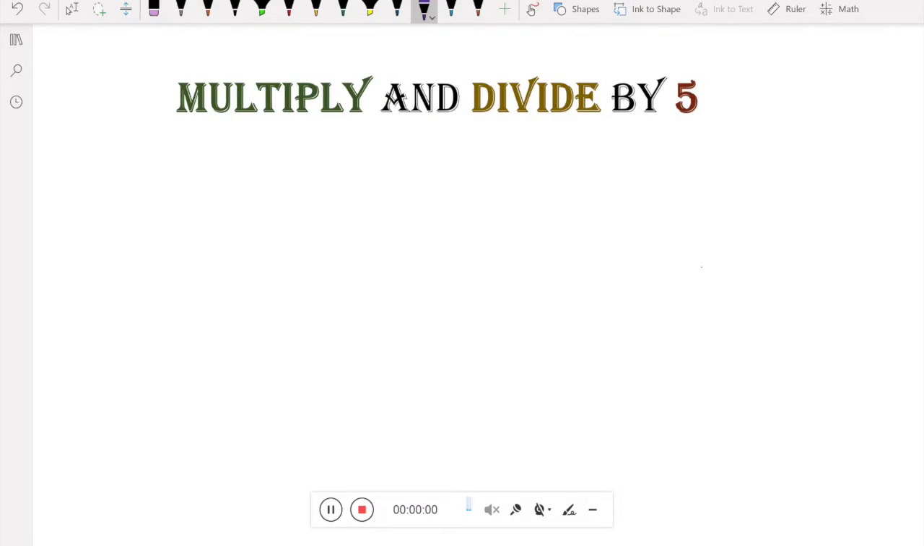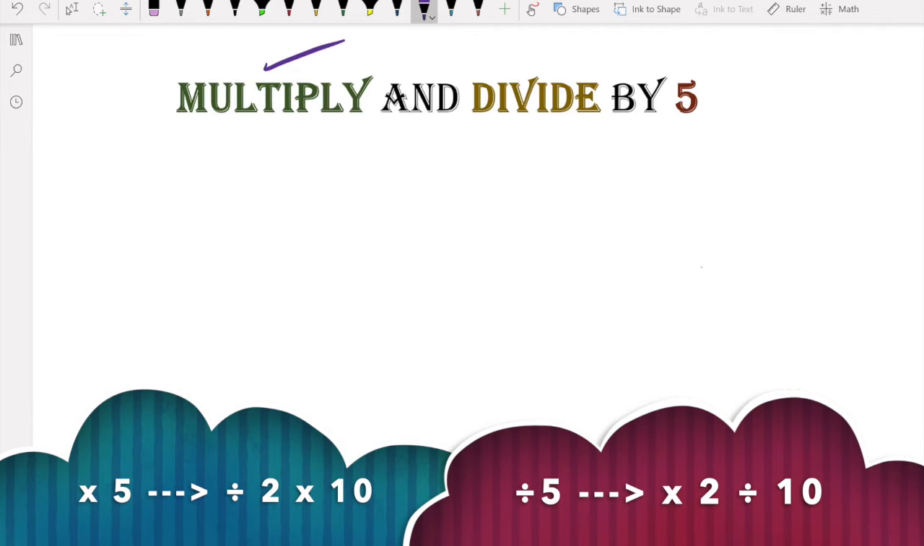Okay, today we're going to multiply and divide by 5. We're going to start with multiplication here. So the rule works like this: if you multiply a number by 5, it is mathematically the exact same thing as first dividing by 2 and then multiplying by 10. This is because 10 divided by 2 is 5.